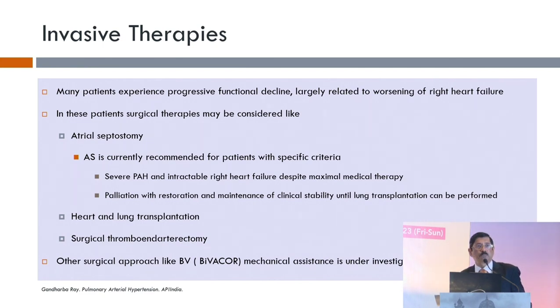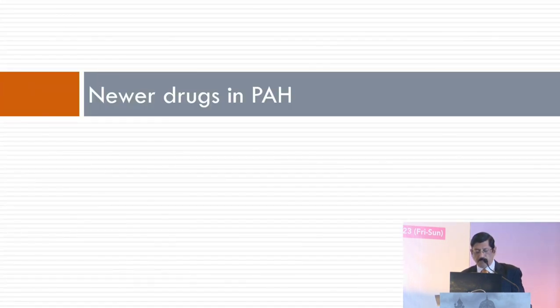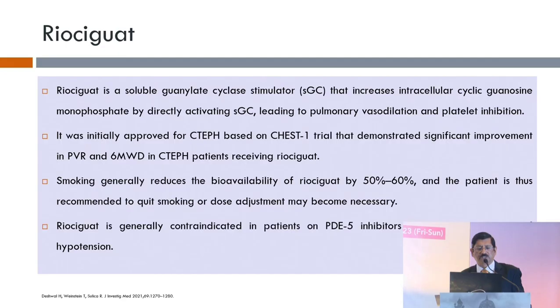The end management would be the heart and lung transplant, or sometimes you may need the surgical thromboendarterectomy. Other surgical approaches may be the BiVACOR, that's a biventricular assist device, which has been used for some patients, but still it's under investigation. Now coming to the newer molecules, my actual topic. This is the latest molecule, riociguat. It is a soluble guanylate cyclase stimulator, which increases intracellular cyclic guanosine monophosphate by directly activating the soluble guanylate cyclase, and this leads to pulmonary vasodilation and platelet inhibition.